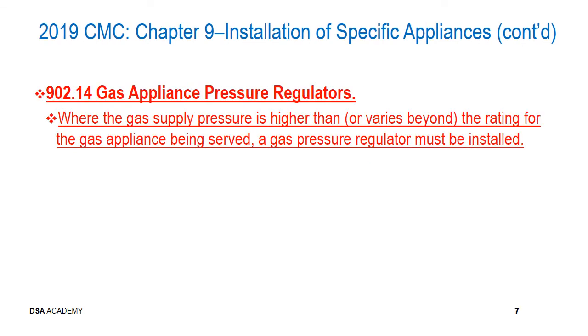Section 902.14 is new to the 2019 version of the California Mechanical Code, and it basically states that wherever the gas supply pressure is higher than or varies beyond the rating for each particular gas appliance being served, a gas pressure regulator is required to be installed.